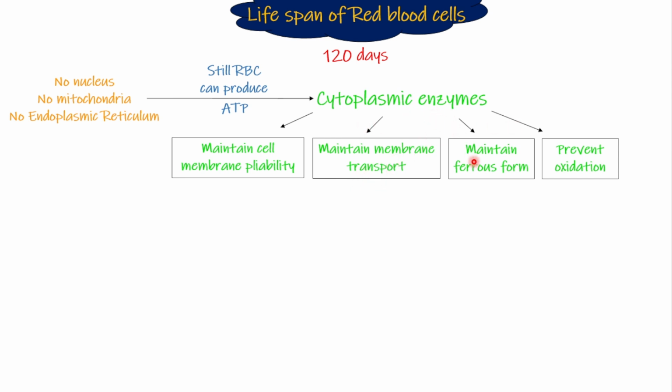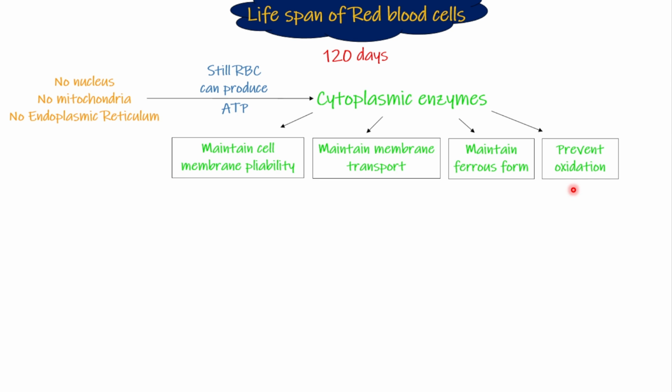Then the cytoplasmic enzymes maintain the ferrous form of iron. So iron has to be present or maintained in the ferrous form, not the ferric form. That is maintained by cytoplasmic enzymes. Then finally, the cytoplasmic enzymes prevent oxidation in the RBCs. So these are the four functions: maintaining cell pliability, maintaining the membrane transport, maintaining the ferrous form, not the ferric one, and prevention of oxidation.